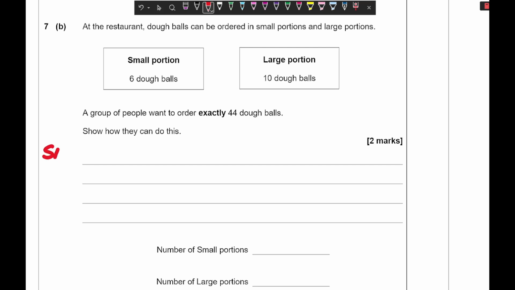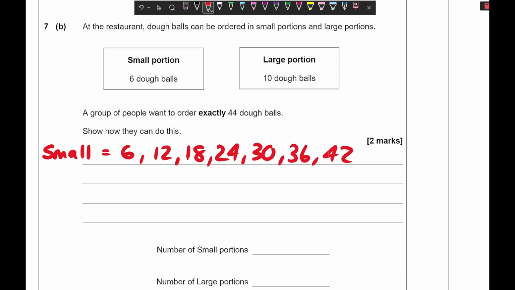So here if we go for the small, I can order 6, 12, 18, 24, 30, 36 and 42. I'm only going to go up to 44, so that's the closest number. Then for large, I can order in multiples of 10, so that's 10, 20, 30, 40, and that's it. And then what I'm wanting is to find a combination of these 2 numbers that add together to make 44. So using the red numbers or the blue numbers, what combination can I make to get 44?